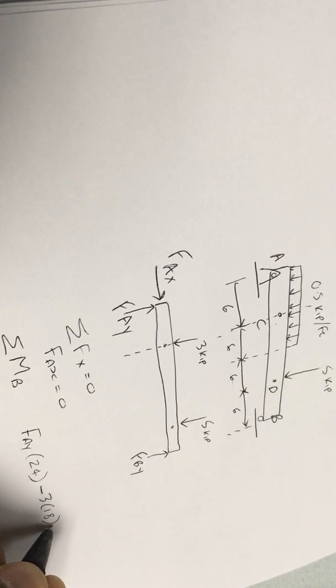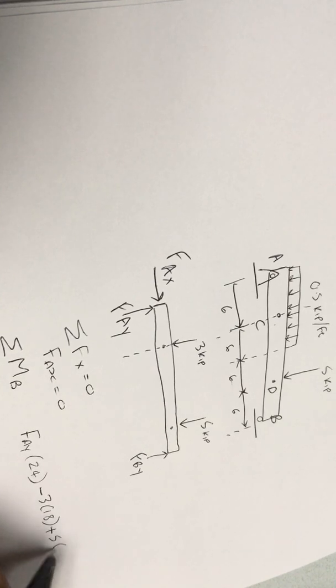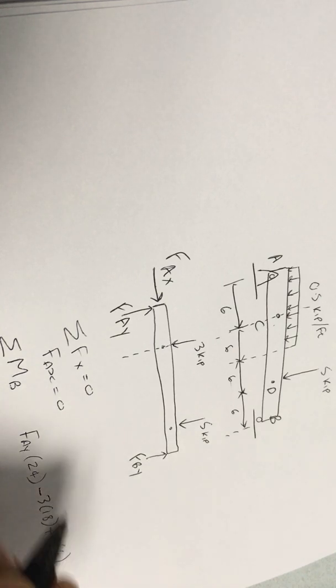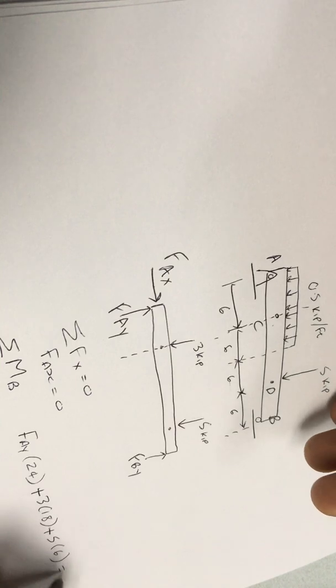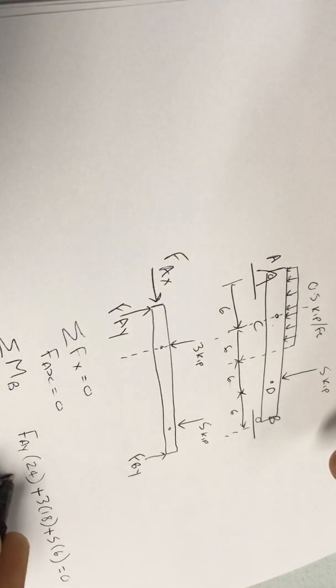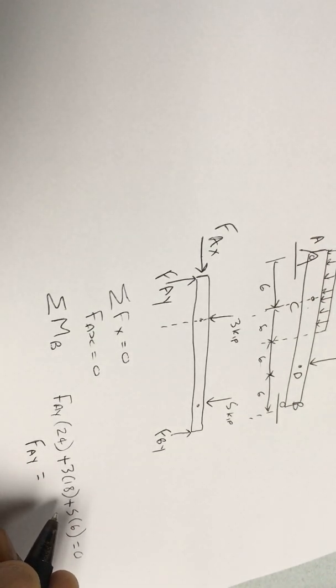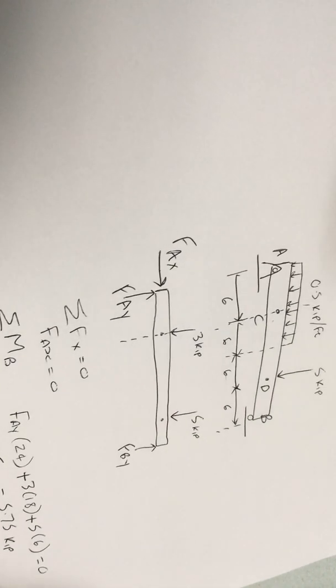And we would also then say 5 times 6, right? Oop, I made a mistake there. That should have been a plus. Would be equal to 0. So we'll say FAY, can this be seen clearly? Would be equal to, drum roll, 5.75 kip, right?